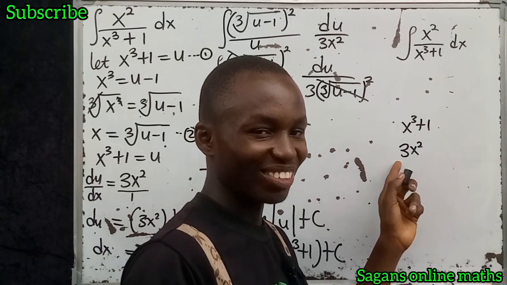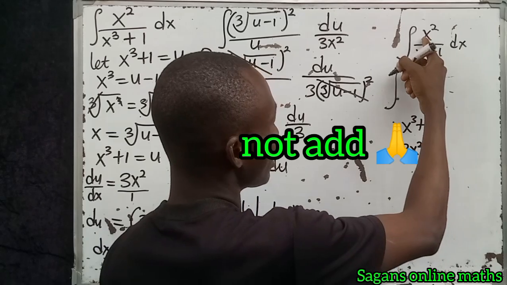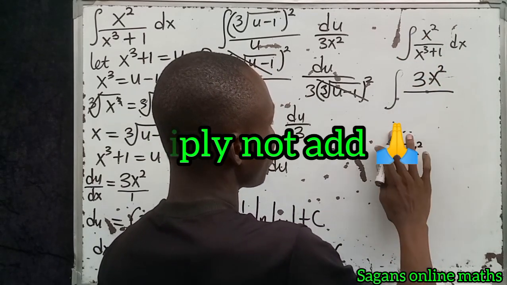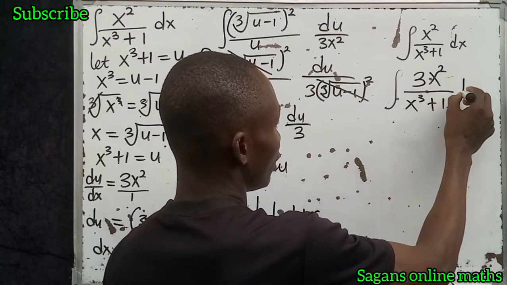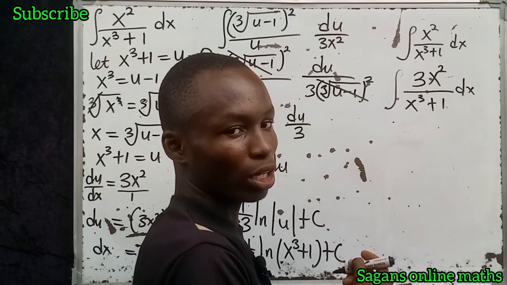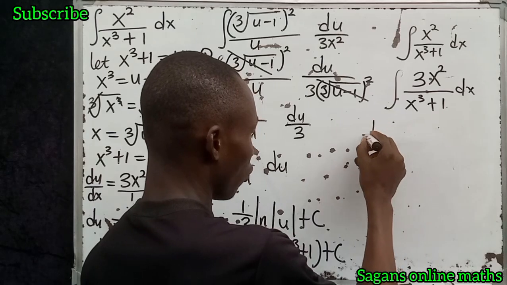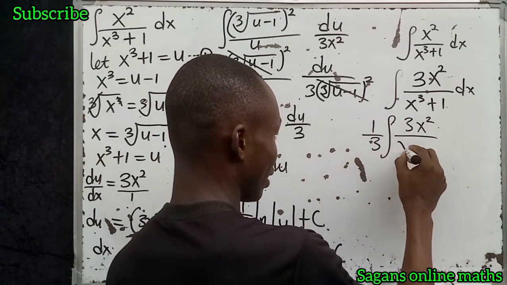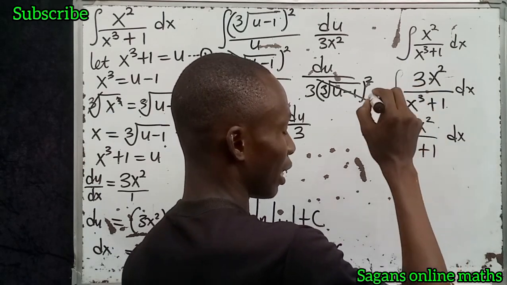Now look at the amazing thing I'm going to do. If I have this as the integral, and I multiply the numerator s to the power of 2 by 3, over s to the power of 3 plus 1 dx, I have to multiply by the reciprocal so that it can cancel out. It does not change anything because it's still the same thing. So I add 1 over 3, the integral of 3s to the power of 2 divided by s to the power of 3 plus 1 plus our integration constant dx, right?